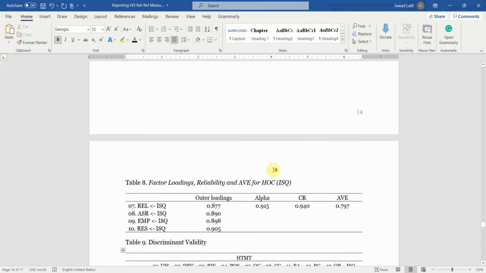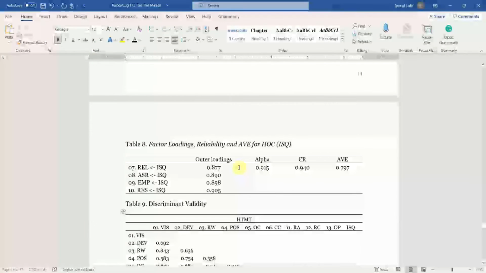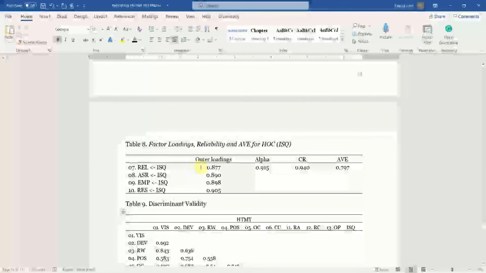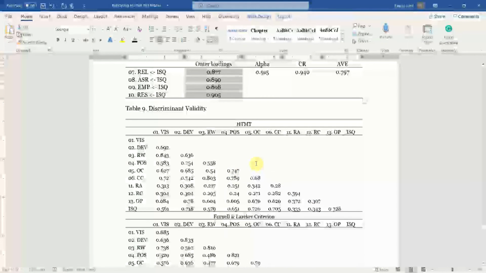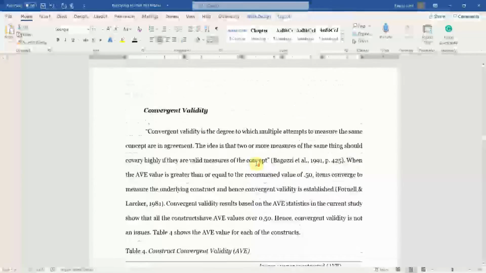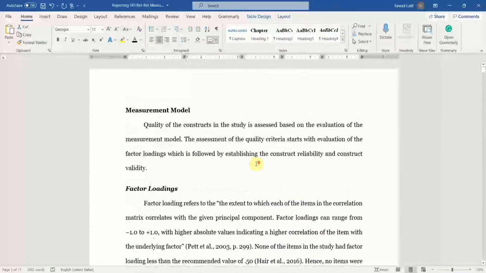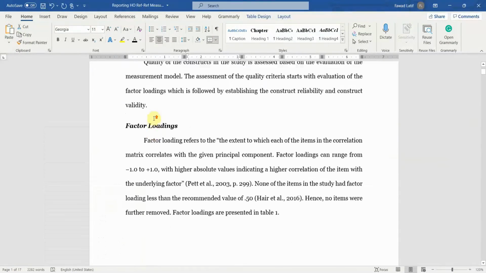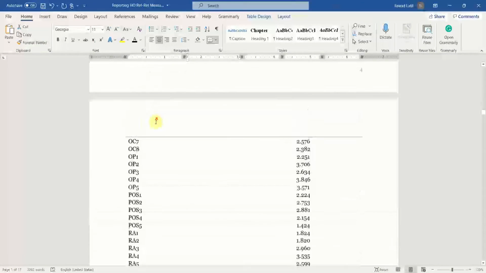A quick recap. This is validating a reflective higher order construct. Again, the procedure remains the same. You have to have your loadings, alpha, CR, AVE, and HTMT. And these were the results based on the validation of all the lower order constructs. That is your first step. So in the first step, we validate all the lower order constructs.